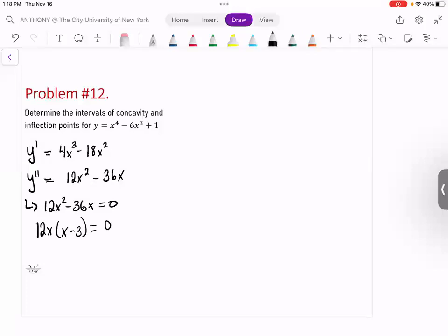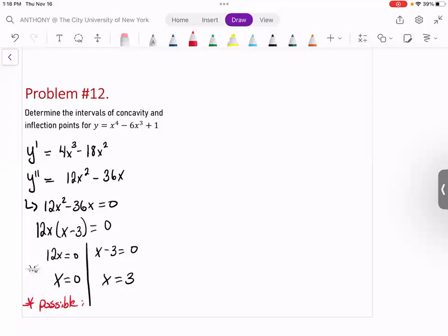And you can split this now into two equations. You have 12x equals 0, and you have x minus 3 is equal to 0. So for the first case, x is equal to 0. In the second case, x is equal to 3. Right? For the first case, you just divide 12 on both sides, and then the second one you add 3 on both sides. So I'm just going to write this out here. These are possible inflection points.